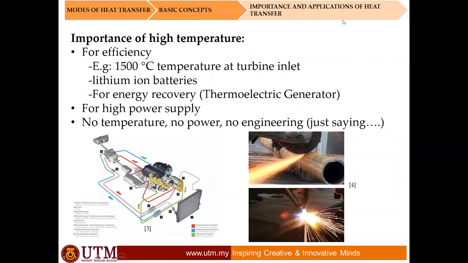So the important applications of heat transfer. For calculating efficiency, most engineering work involves high temperature, so we need to calculate the heat transfer rate. That's why we need to learn heat transfer. For batteries and energy recovery, even though batteries are considered electronics, they generate heat. So we need to know the heat transfer rate in order to make them safe.